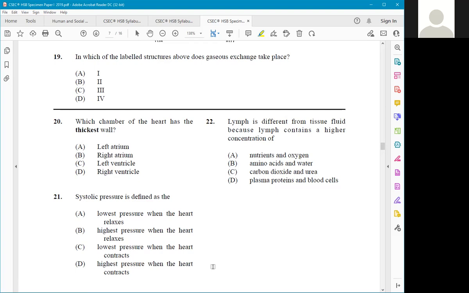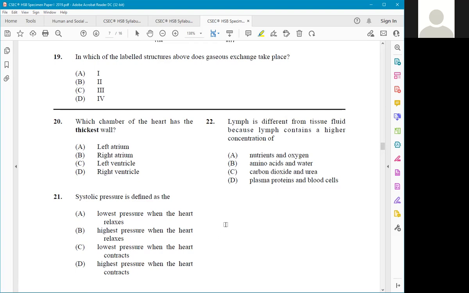Associate systole with system or systemic circulation. So you know the amount of blood, the pressure of the blood to go around the system is going to have to be high. So systolic pressure tends to be higher than diastolic pressure.